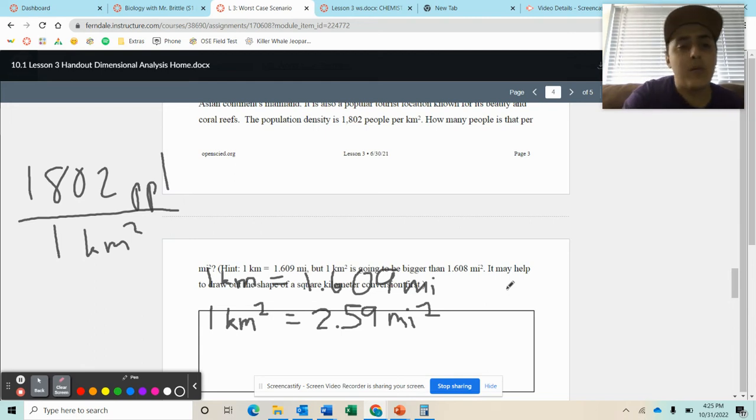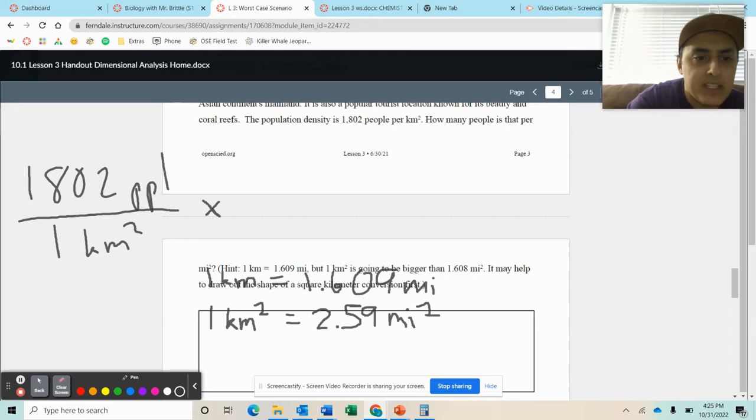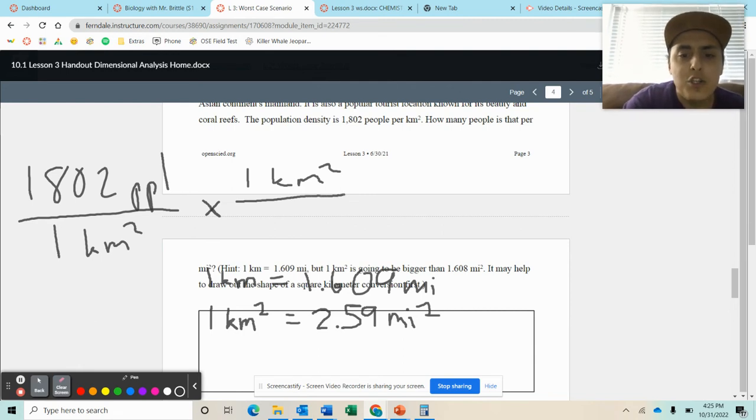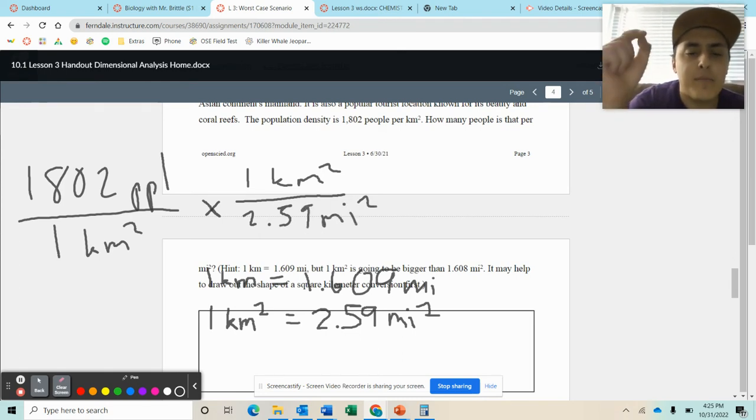So this one you're doing it a little bit different because our conversion factor, that like what we're trying to convert, is on the bottom. So normally when what we're trying to convert's on the top, and we put that conversion factor so those same units are on the bottom, now it's going to be flip-flopped. So 1 kilometer squared, if we go up here, 1 km squared is 2.59 miles squared.